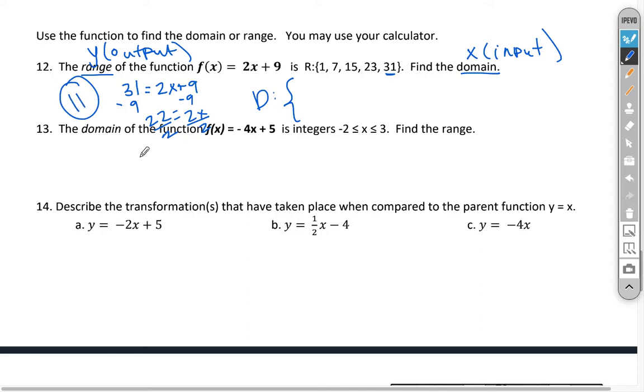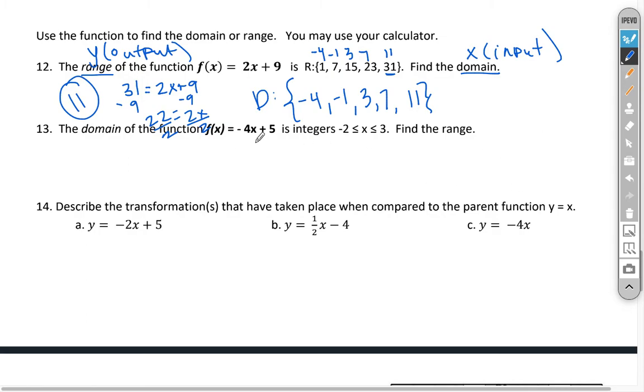Anyway, so we know that our answer is 11. So for 31, you'll have 11. For 25, you should have 7. For 15, you should have gotten 3. 7 should give you -1, and 1 should give you -4. So now we need to write this in order from least to greatest, which would be the same way we have it up there: -4, -1, 3, 7, and 11.